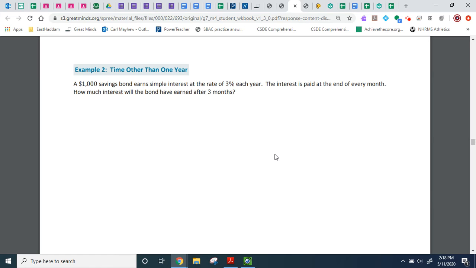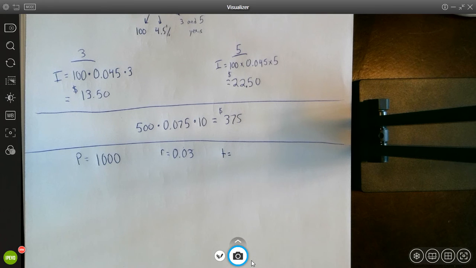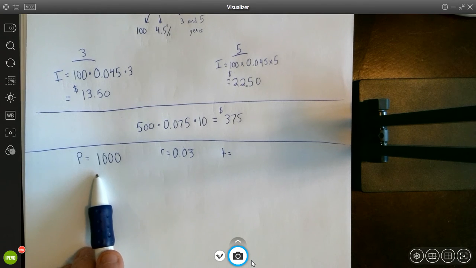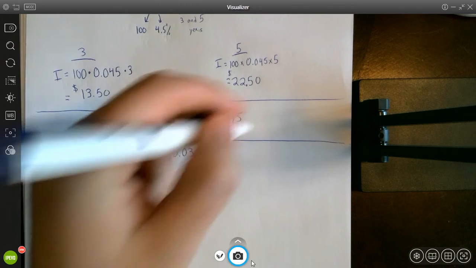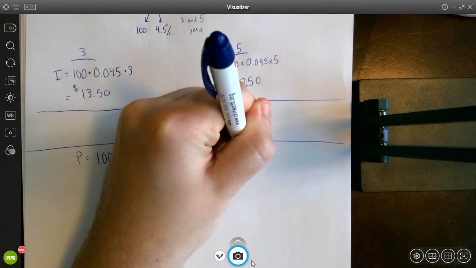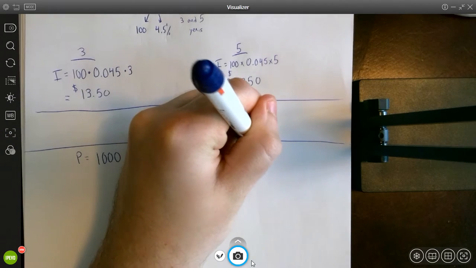Our rate is 3%, which as a decimal is 0.03. And our time is going to be a little tricky here. Usually, because the rate is in terms of years, that means that our time is going to have to be in terms of years as well. However, they say it as 3 months. So 3 months is a fraction of a year. So we know that our principal is this much, our rate is this much, we're trying to find our time. How many months are there in a year? So if there's 12 months in a year and we're talking about 3 out of 12 months, what we're really looking at is 1/4 of the entire year.